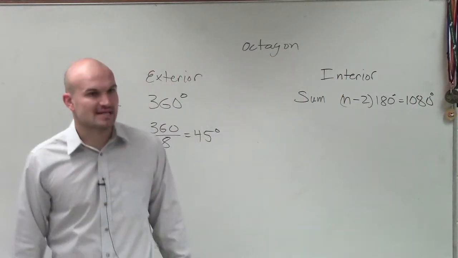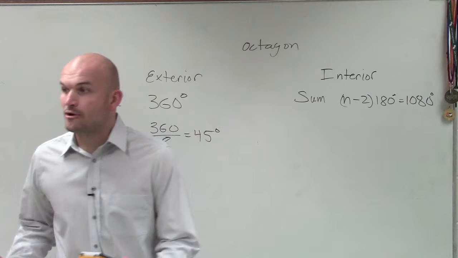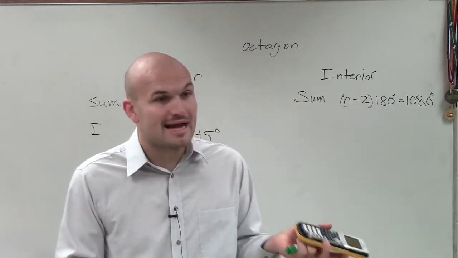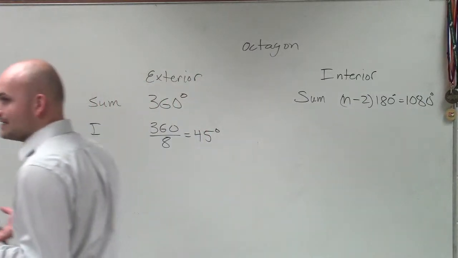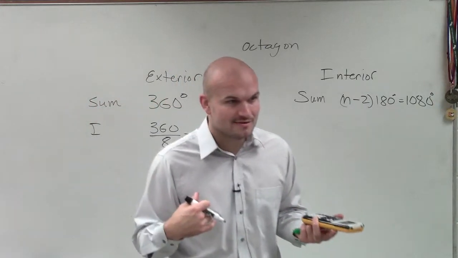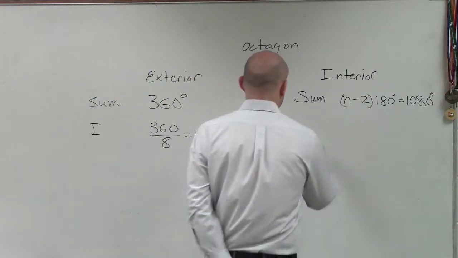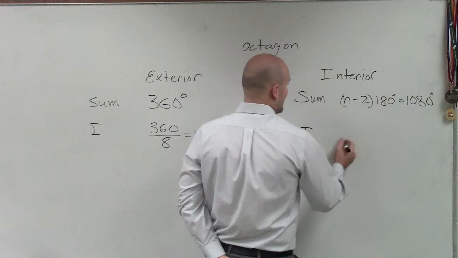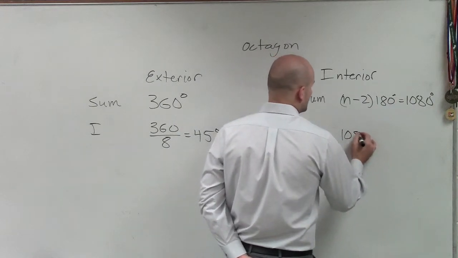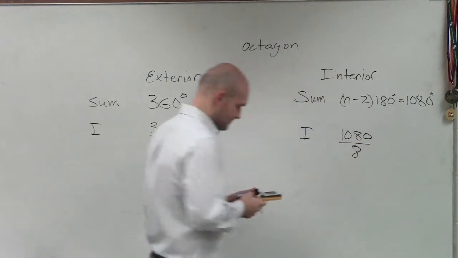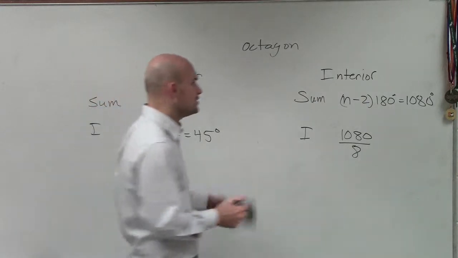1,080 degrees. Does that make sense? But remember, that sum of interior angles is split up amongst how many angles again? 8. So to find the individual angle, I need to take 1,080 and divide it by 8. And I get 135.